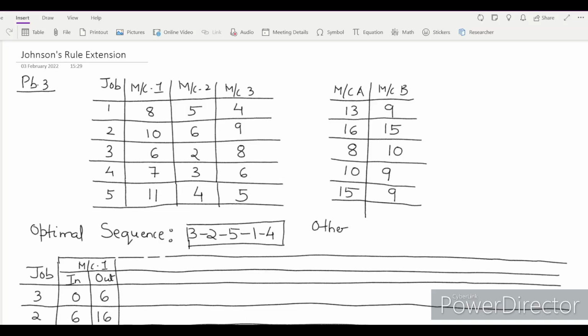Other sequences that you got, other sequences are 3 2 4.